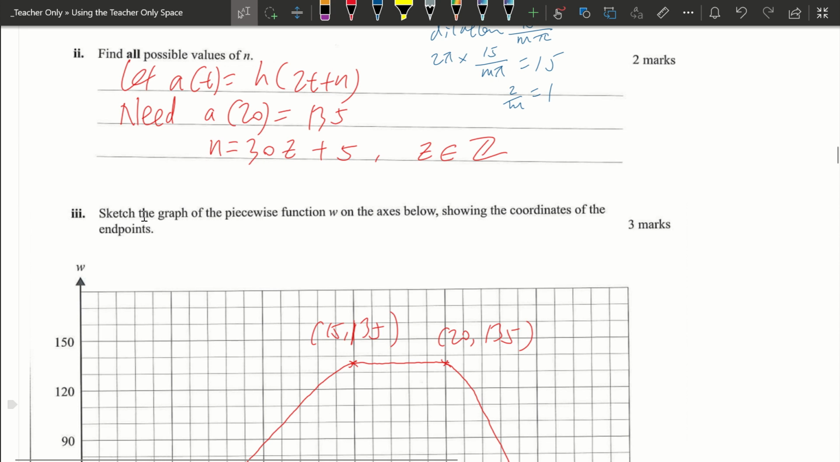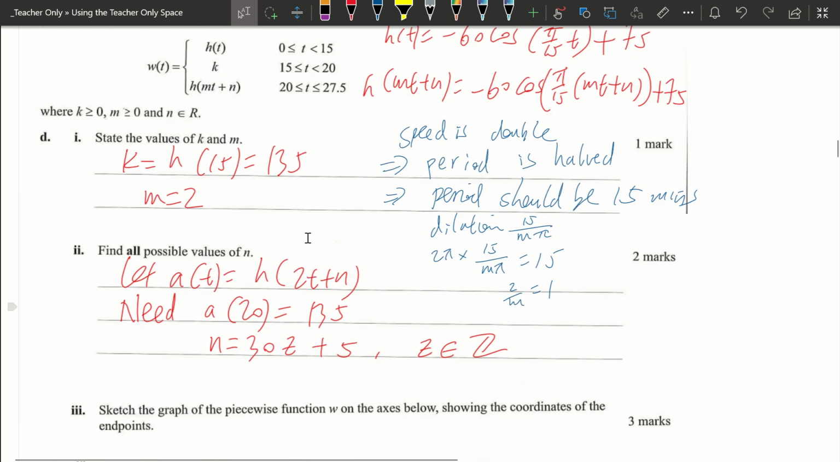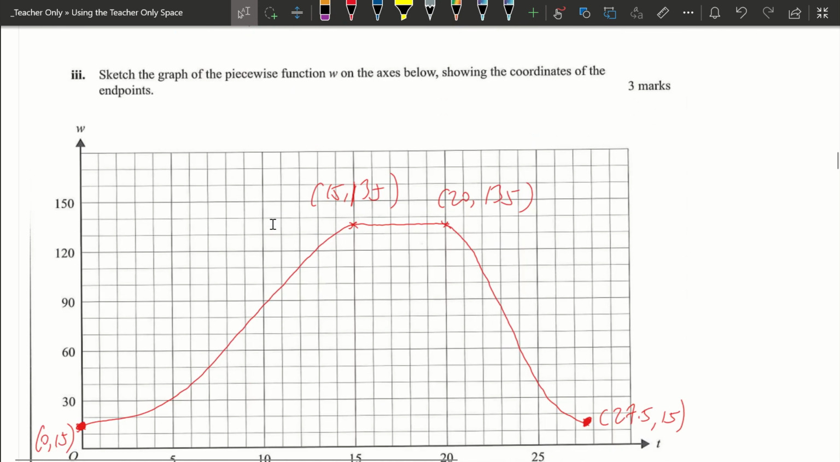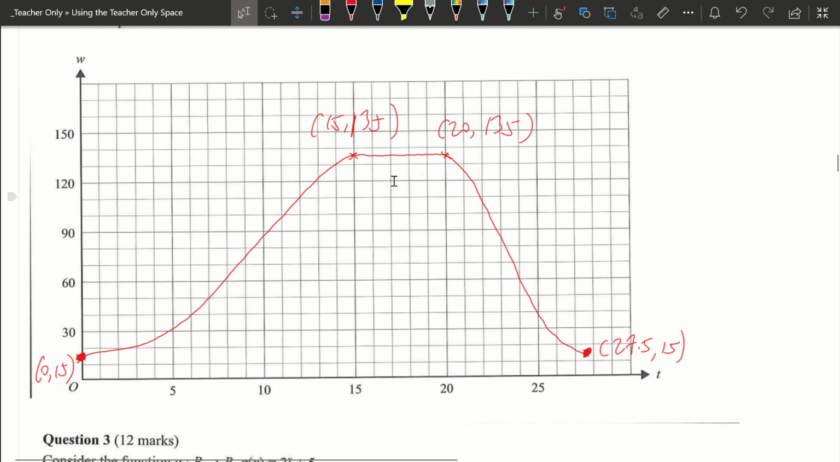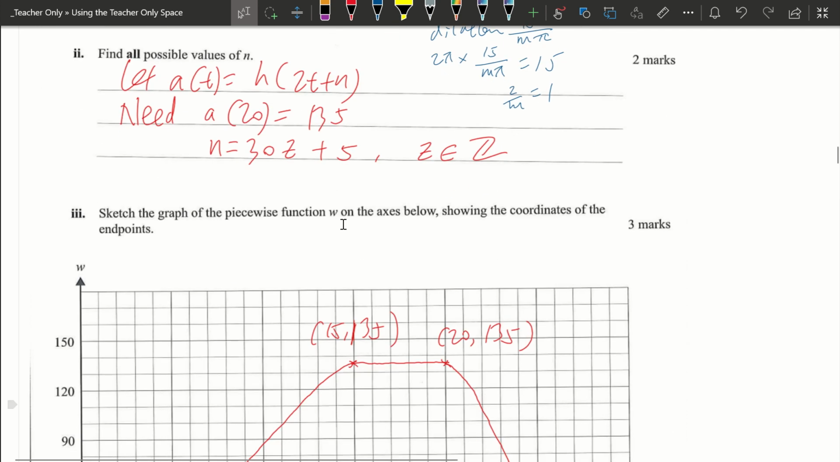And then I have to sketch the graph, which just looks like this. You could do this by hand, but you could also do this with your calculator. And to do this, you just have to pick an n value. Pick the easy one. So that is an integer, so just make it 0. So 5 is the n value. So sub that in, and you should be good to go.